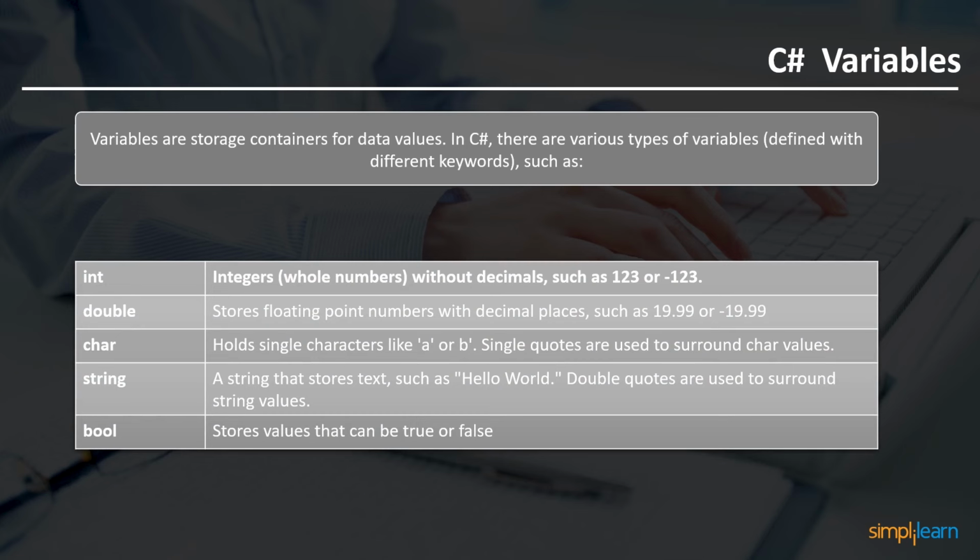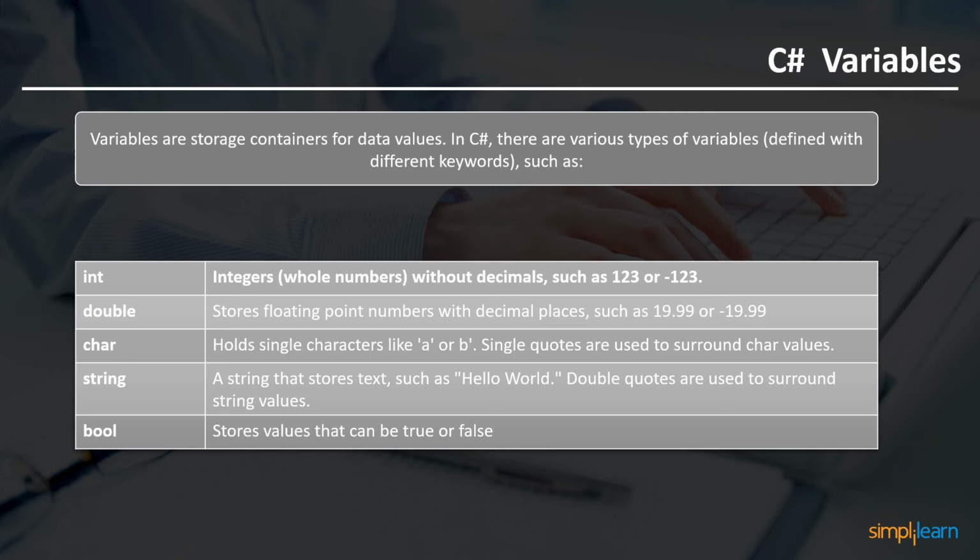Variables are storage containers of data values. In C#, there are various types of variables defined with different keywords, such as, first, the integer data type, or int, that stores values such as 1, 2, 3 or -1, -2, -3. The next data type is the double, which stores floating point numbers with decimal places such as 19.99 or -19.99.